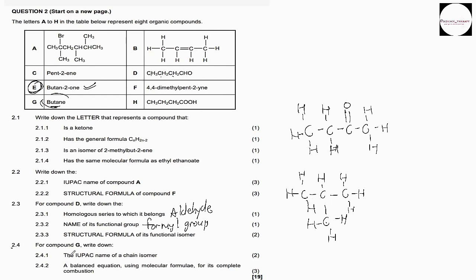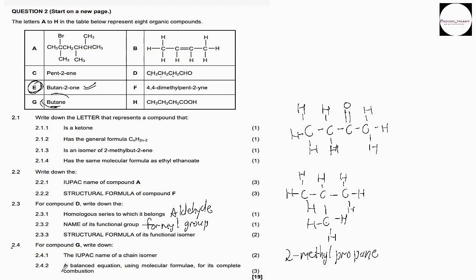Now, what do they want? They want the IUPAC name. So the IUPAC name has to be what? 2-methyl propane, right? So that's supposed to be 2-methyl propane, and that's the IUPAC name for 2 marks.